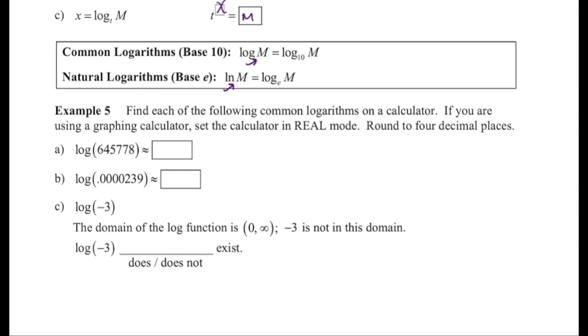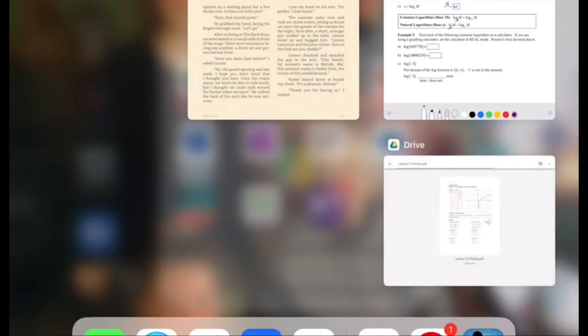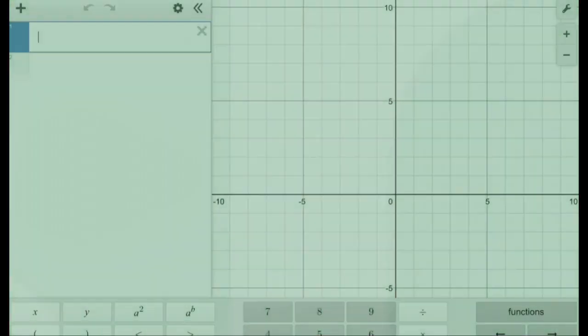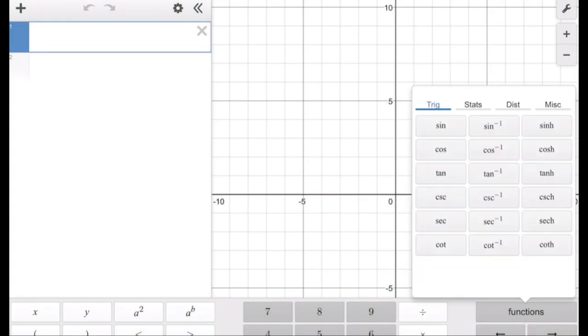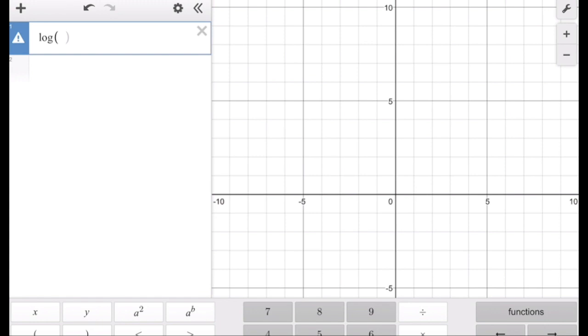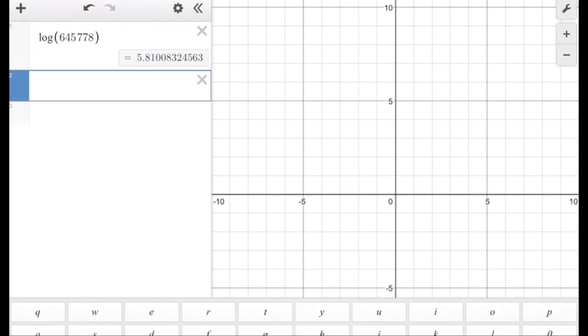I'm going to pop over to Desmos, and we'll see what these look like. So I've got log. I can find log under the functions button. And under miscellaneous, there's an option for log and log base A. Notice ours just has log in example 5a, so I'm just going to put log and then type in 6457778. We see that it's approximately equal to 5.8101.